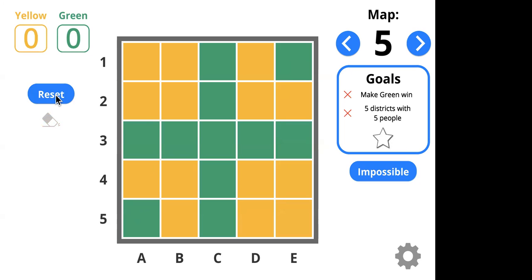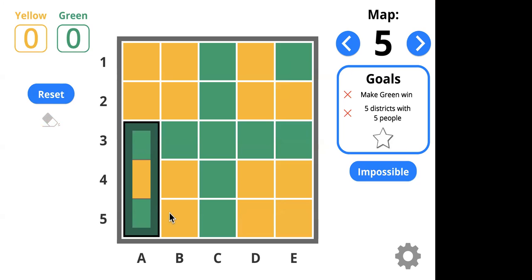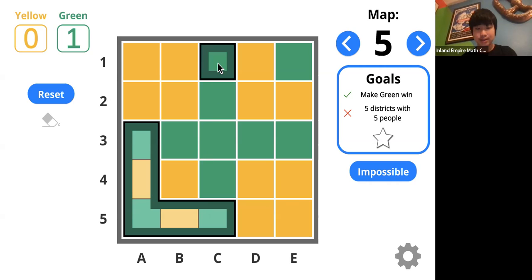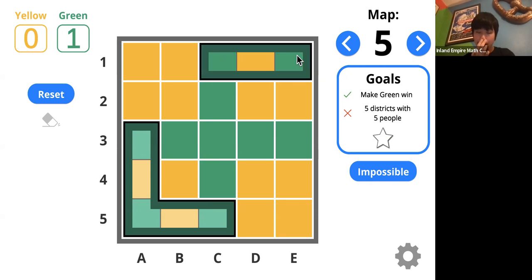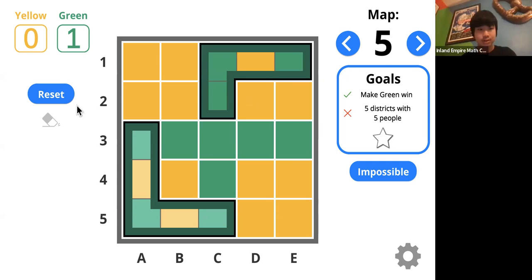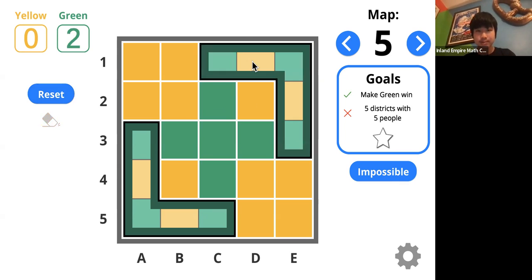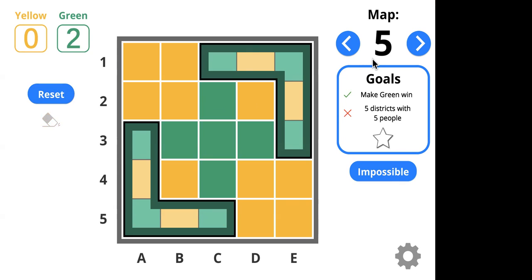So 3, 4, 5A, and then 5B, C, and then 1, C, D, E, and then 2, 3, E. So it's like a mirror image, and then yes, it works.